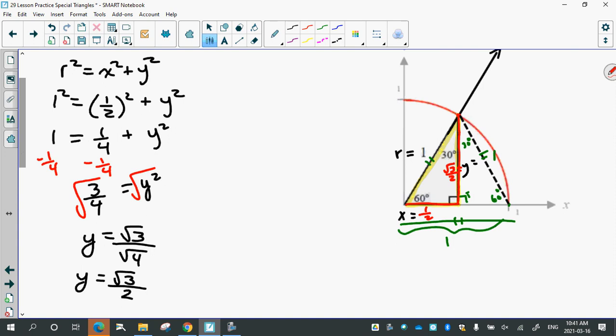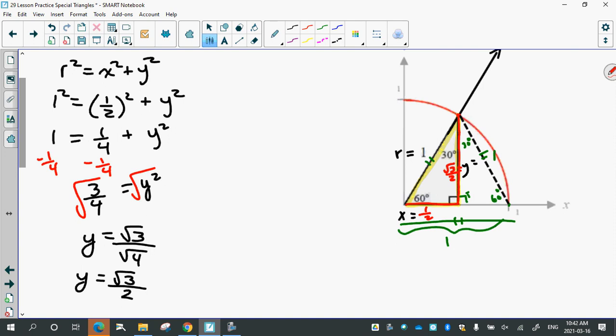Now in the diagram, does root 3 over 2 look like it's longer than 1/2? Yes, so let's just check it on our calculator. So we know 1/2 is 0.5, root 3 divided by 2 is about 0.866. Okay, so it's longer. So always keep in mind that root 3 over 2 is longer than 1/2. And you always know the diagonal 1 is longer. It has to be the longest side, it's a hypotenuse. Okay, so now we know all 3 sides there.